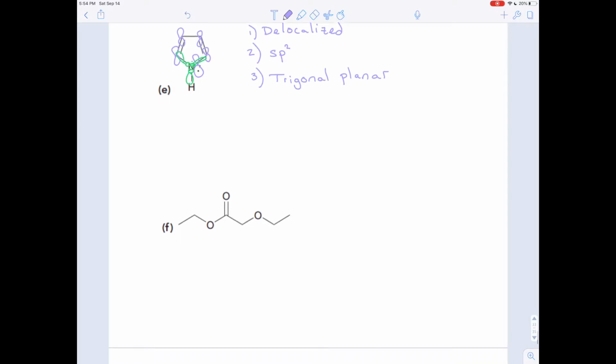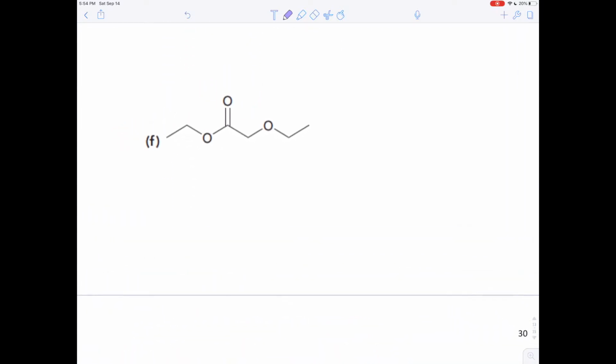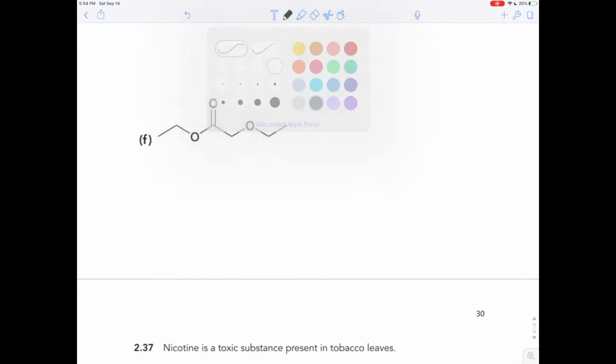Okay, how about this next one, the last one for this problem. So first step, let's draw the lone pairs in. Each of these oxygens needs 2 lone pairs in order to have a total of 8 around it. And we'll go through these one at a time.